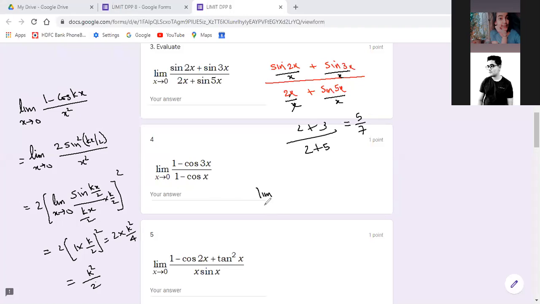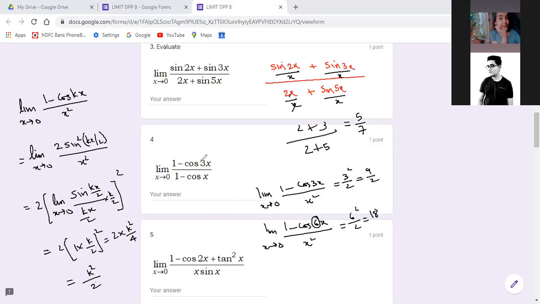Now tell me the answer for this. Look here: limit x tending to 0 of 1 minus cos 3x upon x square. Directly you can say the square of 3 by 2, 9 by 2. Limit x tending to 0 of 1 minus cos 6x upon x square: your answer will be 6 square upon 2.